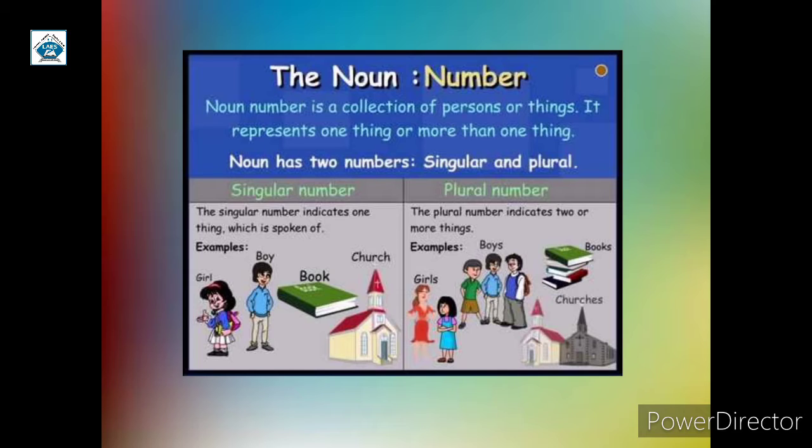Now, what is plural number? The plural number indicates two or more things. When you see more than one person or thing, it is termed as plural. As you can see here, there are 2 girls, 3 boys, 5 books and 2 churches. So this is plural number. Again, there are 2 noun numbers, singular and plural. Singular means only a single person or thing, whereas plural means more than one person or things.